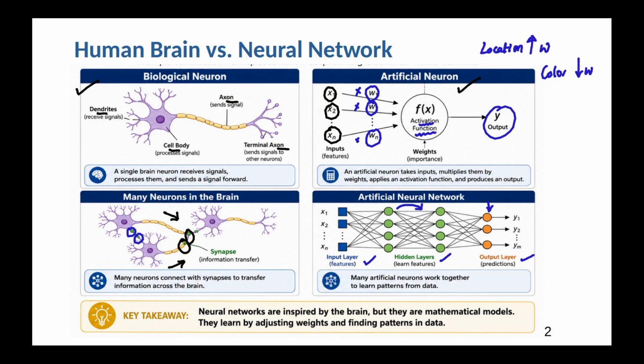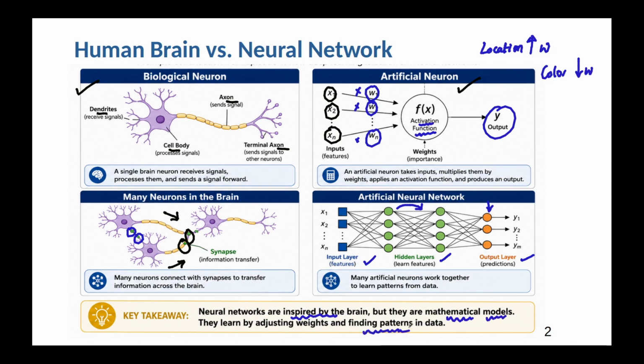But one important point: artificial neural networks are inspired by the human brain, but they are not the same as the human brain. The human brain is biological, very complex, and still not fully understood. Artificial neural networks are mathematical models. They learn by changing weights and finding patterns in data.